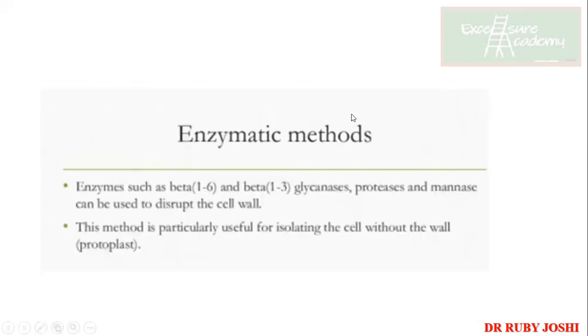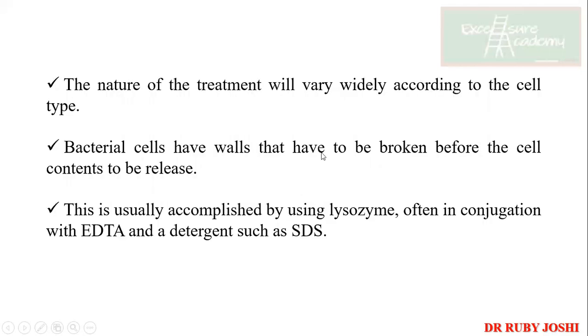Coming to the enzymatic method, this is important. If you're dealing with plants, enzymes like beta-1,3-glucanases, proteases, and mannanase should be used to disrupt the cell wall. Then you get the protoplasts and you can start working. In the case of bacteria also, sometimes if you want complete cell wall disruption, we also add lysozyme. You know that lysozyme can break the cell wall of bacteria.